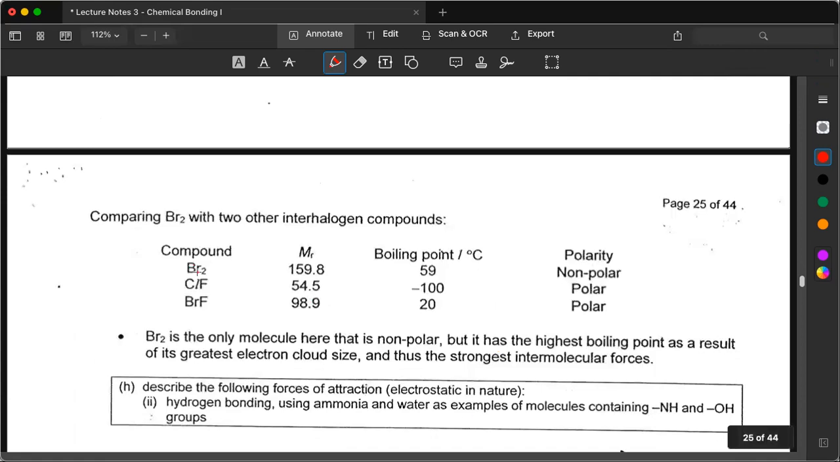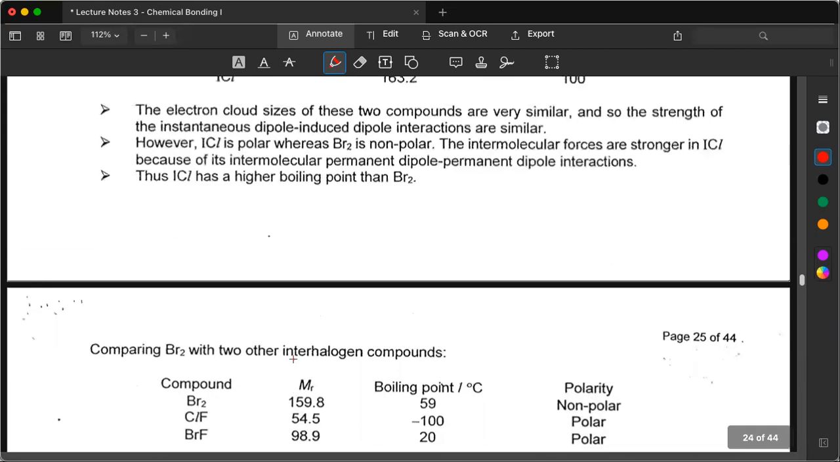If we compare Br2 with ClF and BrF, Br2 is non-polar, so it would definitely have a low boiling point. But you see, it has a large electron cloud size compared to these two. So even though it's ID-ID, it doesn't mean that it must definitely have a low boiling point. No, it may not be so. Although these two are polar, because the electron cloud size of Br2 is so large, the ID-ID interaction is so significant that it will result in a higher boiling point, even though it's non-polar.